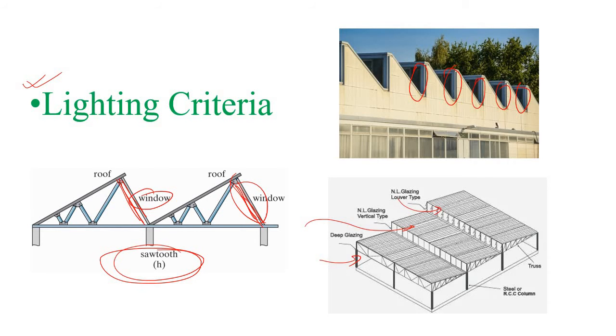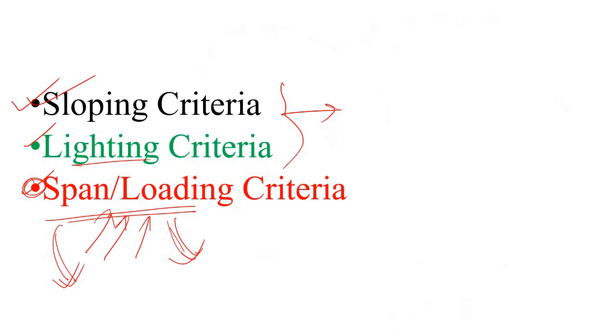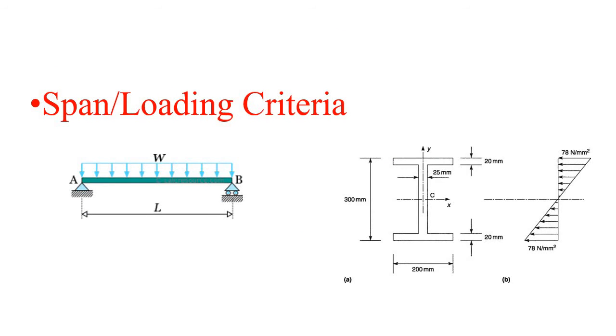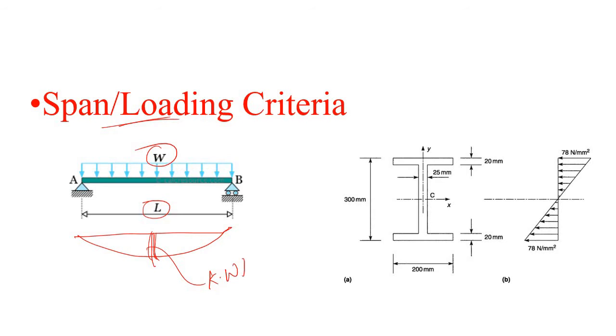Okay, so we have already covered the two simple criteria, that is sloping criteria and lighting criteria. Now come to the final point, that is very important. Before discussing the span and loading criteria, just a gentle recap: if you have a simply supported beam with uniformly distributed load and span L, what is the bending moment diagram? Simply the bending moment diagram looks something like this, and the maximum bending moment occurs at the midspan, and it is, let's say, K times W L square.